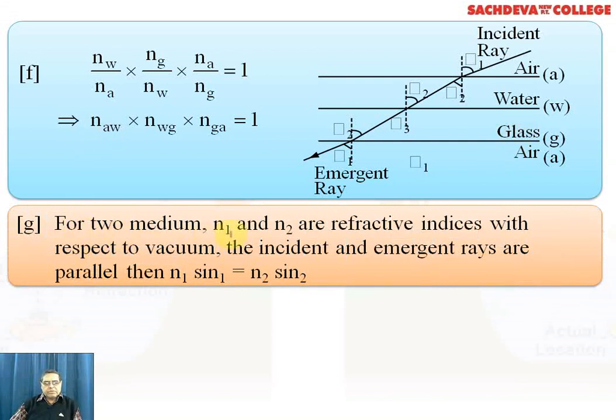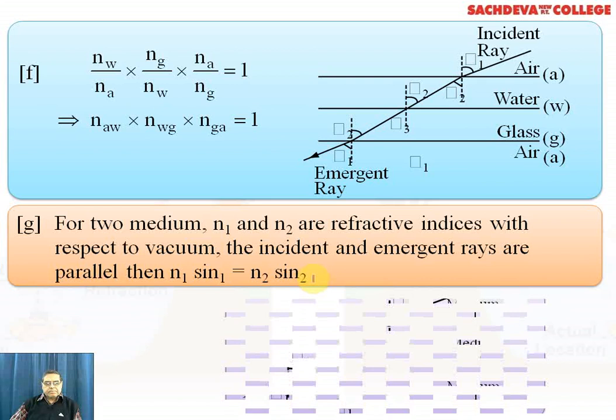For two media with refractive indices N1 and N2, which can also be written as mu1 and mu2, the refractive indices are with respect to vacuum. If the incident and the emergent rays are parallel, then in that case, N1 sine I1 will be equal to N2 sine I2. We can remember that N1 and N2 are the refractive indices of the two media.